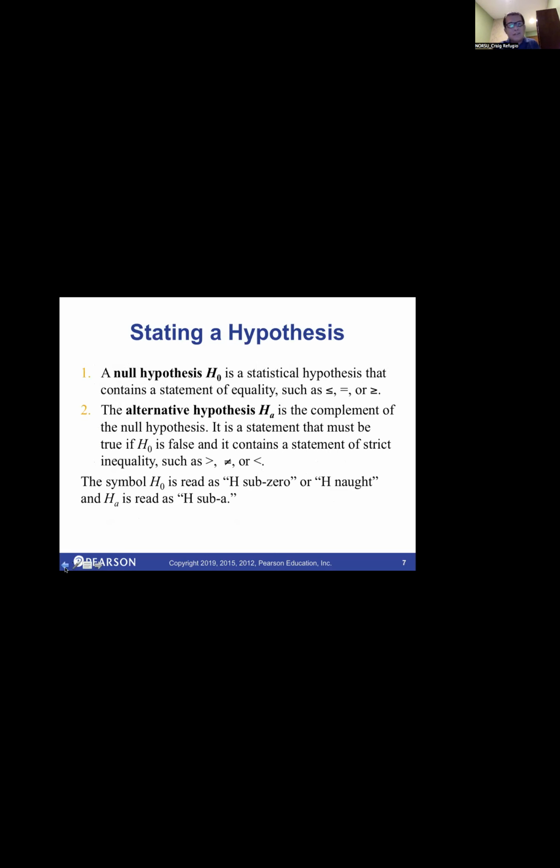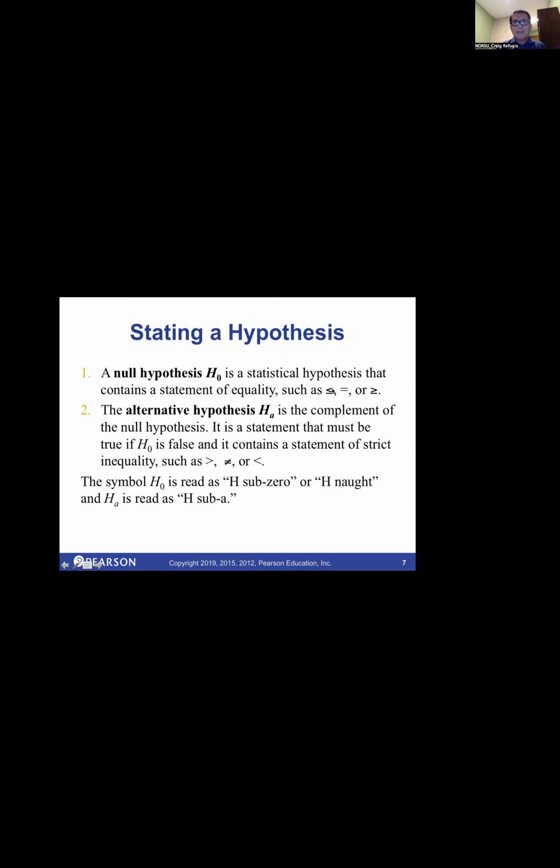A null hypothesis, normally represented by H0, is a statistical hypothesis that contains a statement of equality. These are the equalities and inequalities that are used in the null hypothesis. The first one is less than or equal to. Then the second is equality. Then the third is greater than or equal to. So these are the mathematical operations that are found in a null hypothesis.